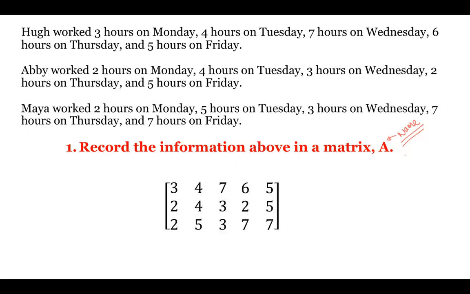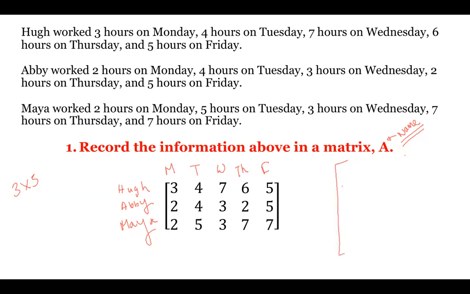So let's see, did you get something like this? The way I set it up, it's a 3 by 5 matrix, 3 rows, 5 columns. This is Hugh, this is Abby, this is Maya, and this would be Monday, Tuesday, Wednesday, Thursday, Friday. I essentially took a word problem and made it into a matrix. Realistically, I didn't get super specific here.